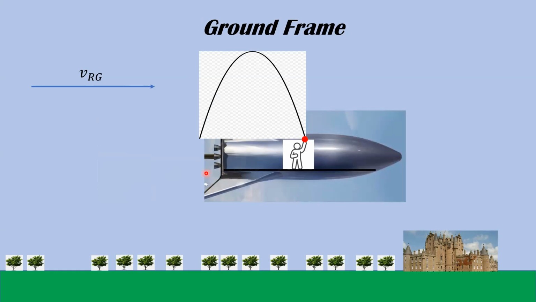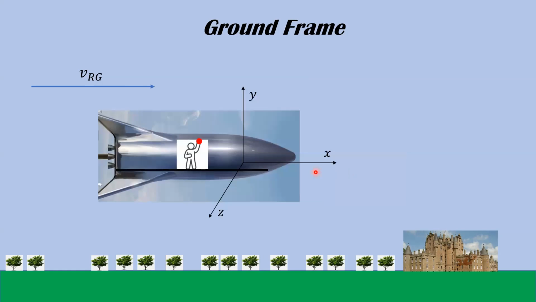So that's what it looks like from the perspective of somebody standing on the ground outside the rocket ship. What would it look like from inside the ship, though? And before we get to that, imagine a set of axes that are fixed to the ship. So they move with the ship. These three axes are anchored to some point on the ship.